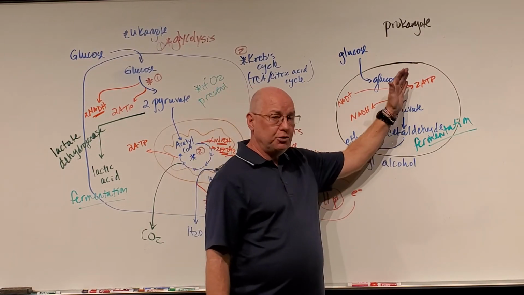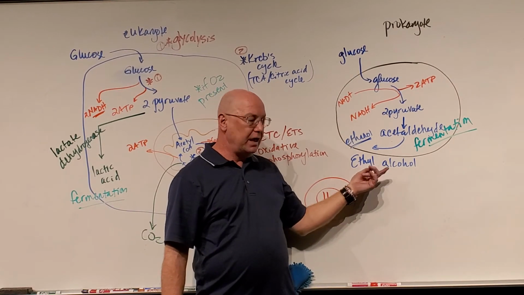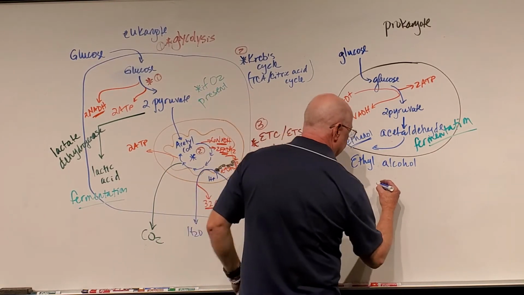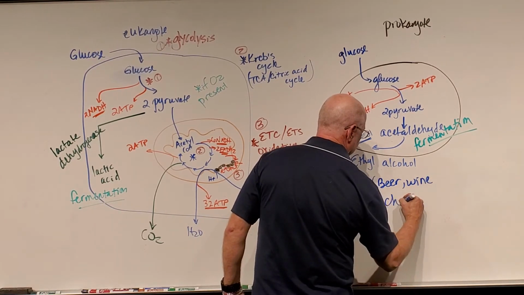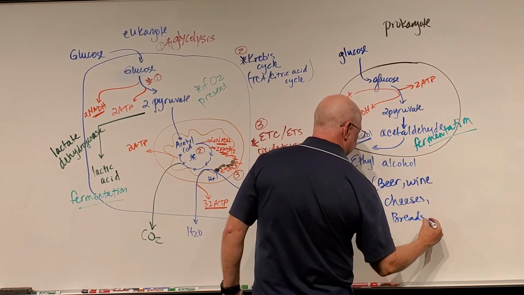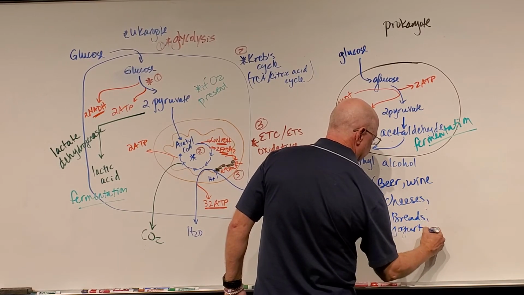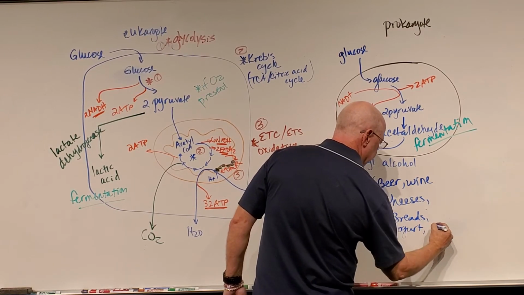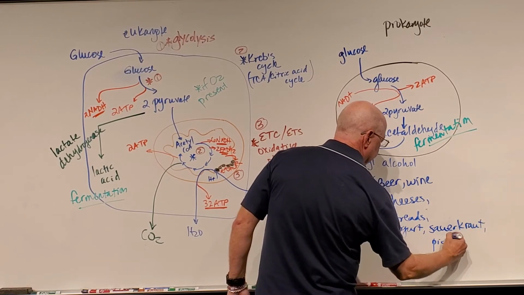So fermentation in prokaryotic cells gives us a different end result. Instead of lactic acid, they get ethyl alcohol. And this is what causes us to make things like beer, wine, cheeses, certain breads, yogurt, things like sauerkraut, pickles.